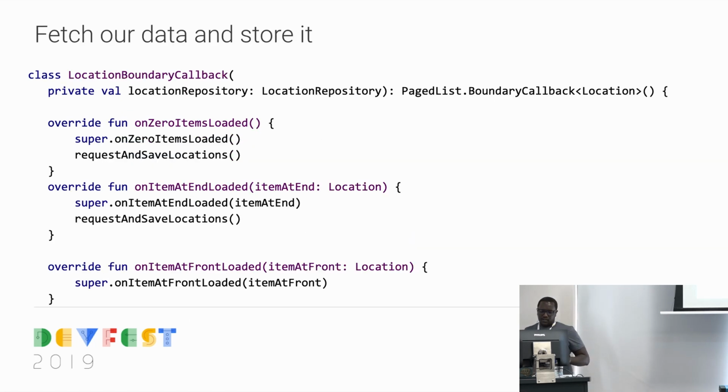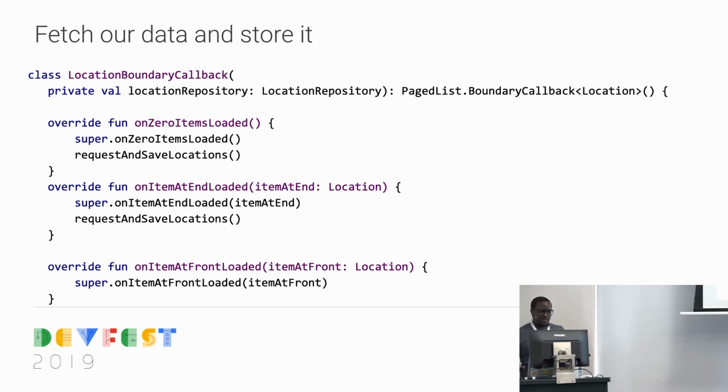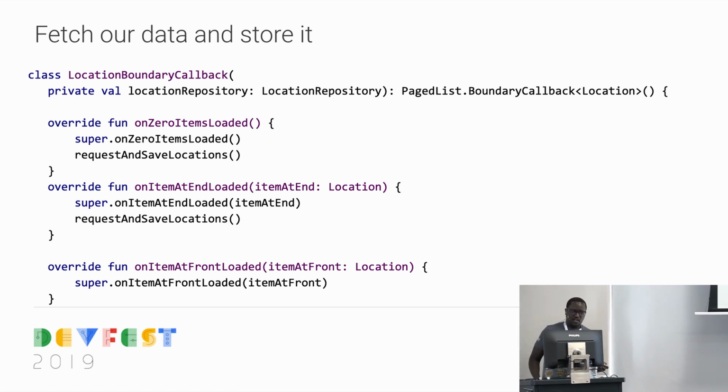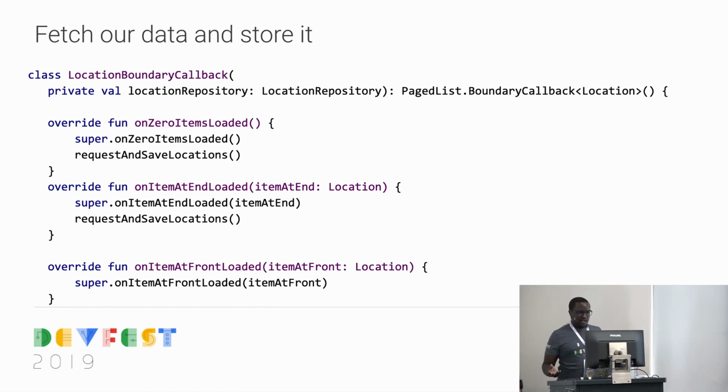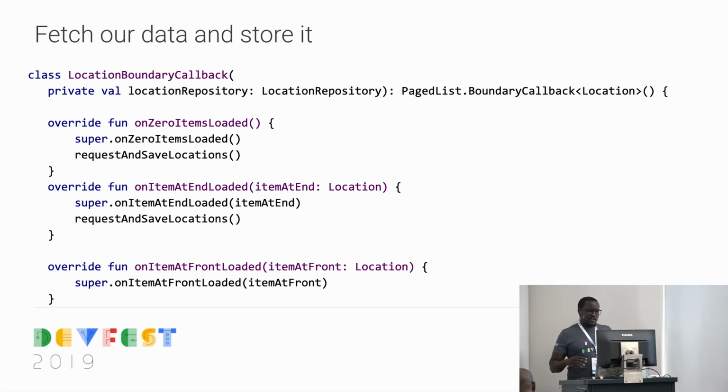So now, this is what the boundary callback does. We have this method, on zero items loaded, which is pretty much your initial load. When you create the application, if there's nothing in your database, it will trigger the boundary callback to fetch information and then store it. In this method I've created, request and save the locations. Once you've done that, it will display to the user. The user does not need to do anything or use callbacks to show the information. Just observing the information in the database is what you get.